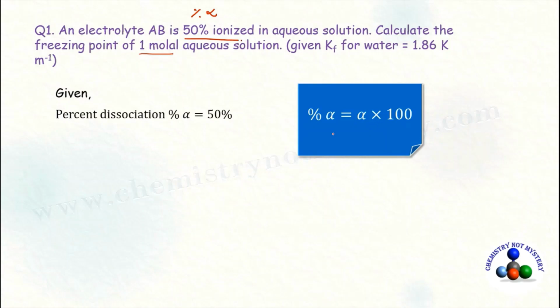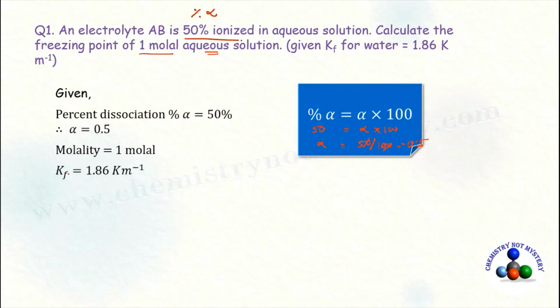Percent alpha is equal to alpha into 100. So here it is given 50, so it will be equal to alpha into 100. So alpha will be equal to 50 divided by 100, which is 0.5. And molality of the solution is given as 1 molal. And it is an aqueous solution, which means the solvent is water. Kf for water is given as 1.86 Kelvin per molal. And we know the freezing point of water is 273 Kelvin.